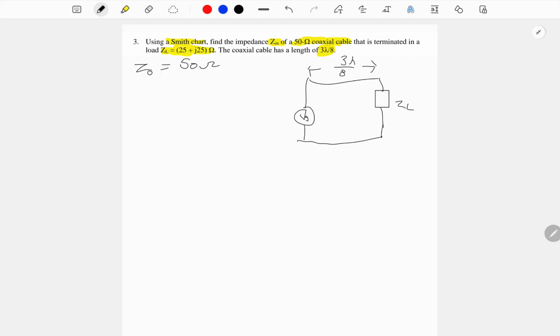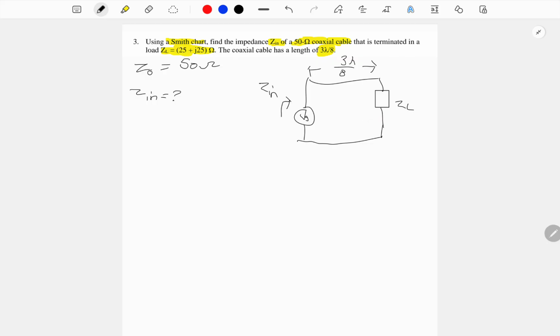And well, do you know what input impedance is? The impedance of the generator? Yeah, input impedance is the impedance of the generator. And we have the impedance of the load, and they want us to find the input impedance. So how would we do that? Would we go from the load or to the load? The reference is always the load. So you go to the load.